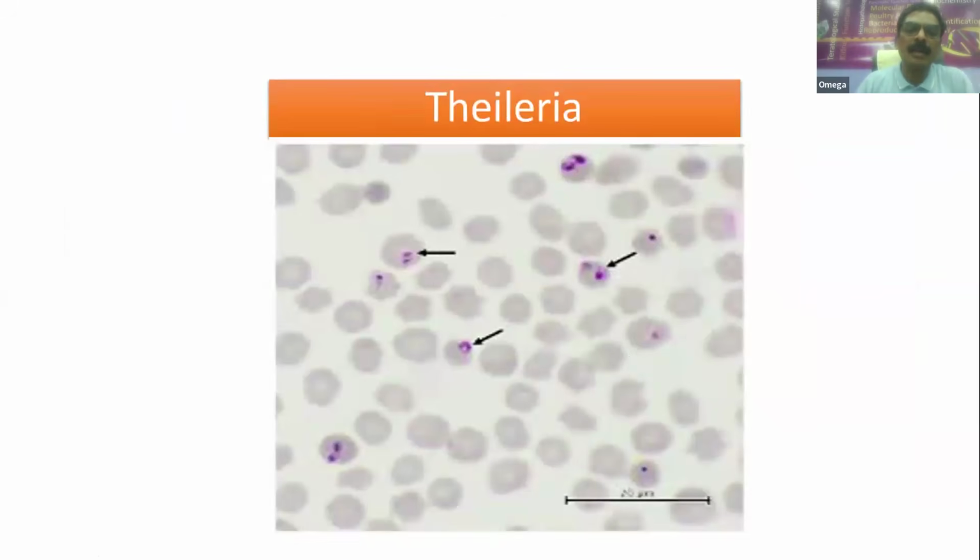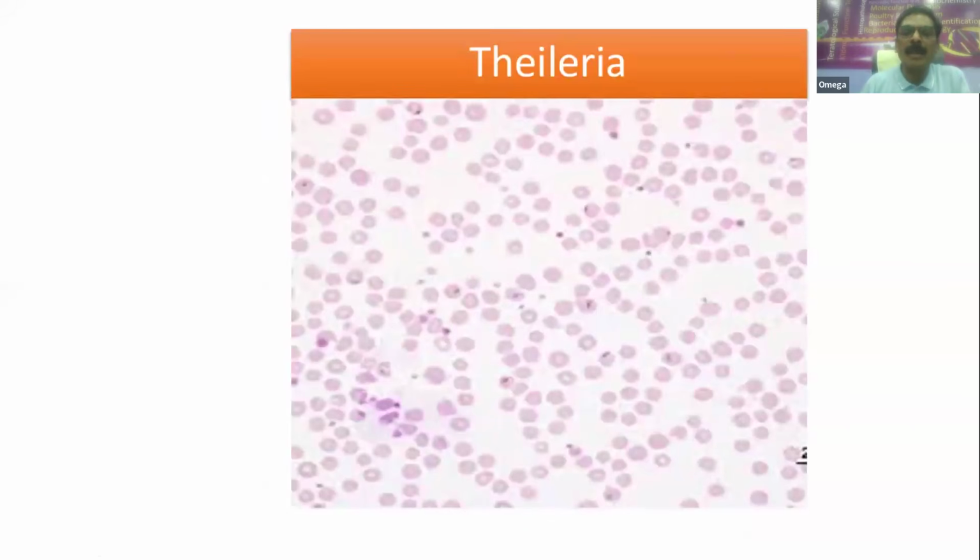Then theileria. Different shapes and sizes of theileria can be observed, like a comma shape, then the ring shape, again the ring shape. So these are the different types of theileria that can be observed in sheep and goat. Again, theileria in goat. Here you can see a number of RBCs infected with theileria.